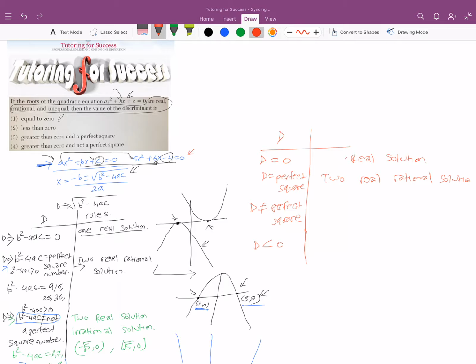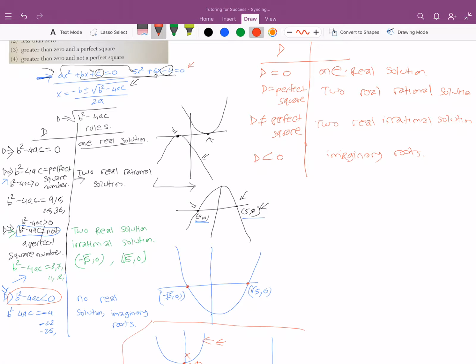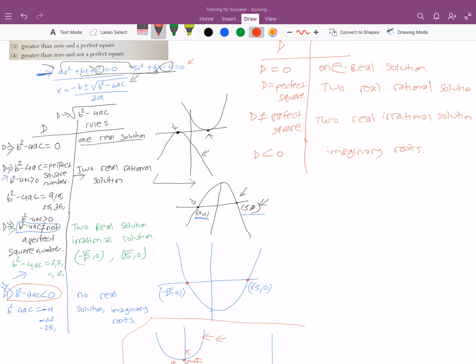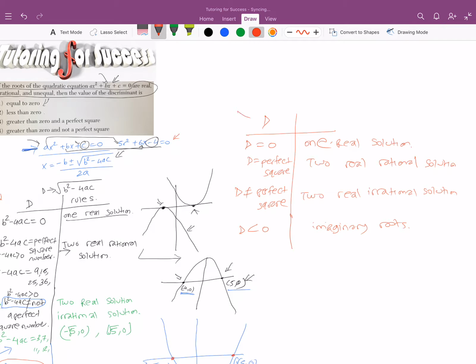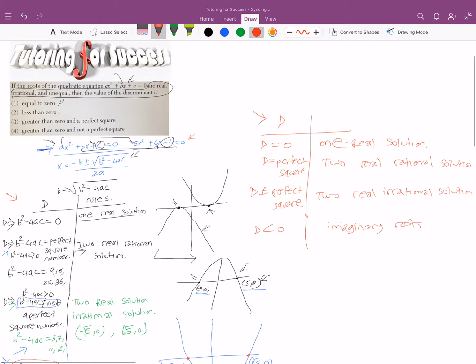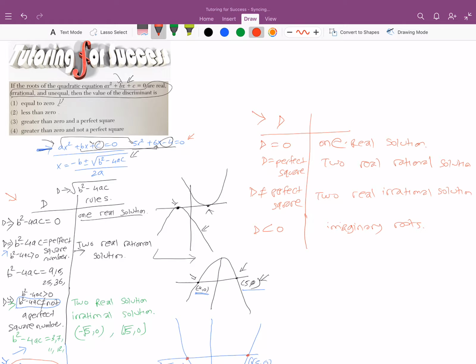1 real solution. Okay, and then not a perfect square number, still 2 real irrational solution. Okay, and imaginary roots. Okay, so if you want to see the clear explanation of that roots is, you can follow this table, and once you follow this table a couple of times, you can sort of remember in terms of this format. Helps you understand better because it's shorter, less content to memorize. Okay, so we have all the tools necessary for us to solve this problem.